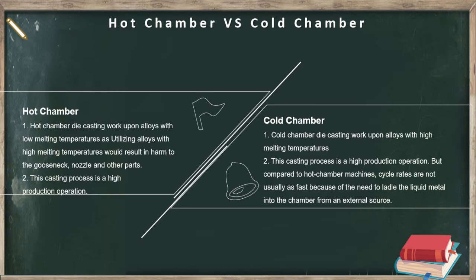Cold chamber. Cold chamber die casting works upon alloys with high melting temperature. The casting process is a high production operation, but compared to hot chamber machines, cycle rates are not usually as fast because of the need to ladle the liquid metal into the chamber from an external source.